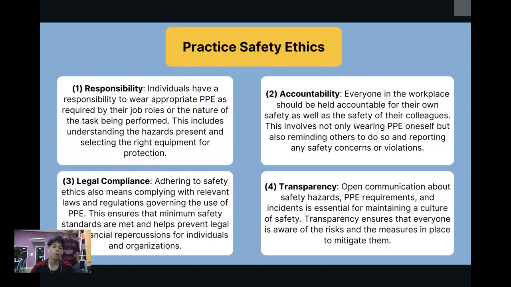Third, we have legal compliance. You see, I'm going fast because I'm Eminem, but I'm not Eminem, right?